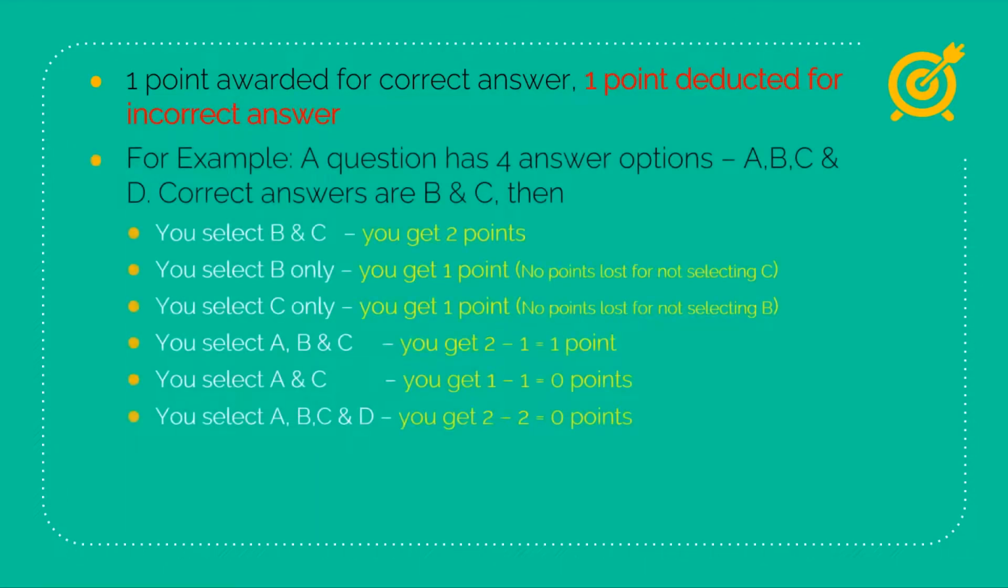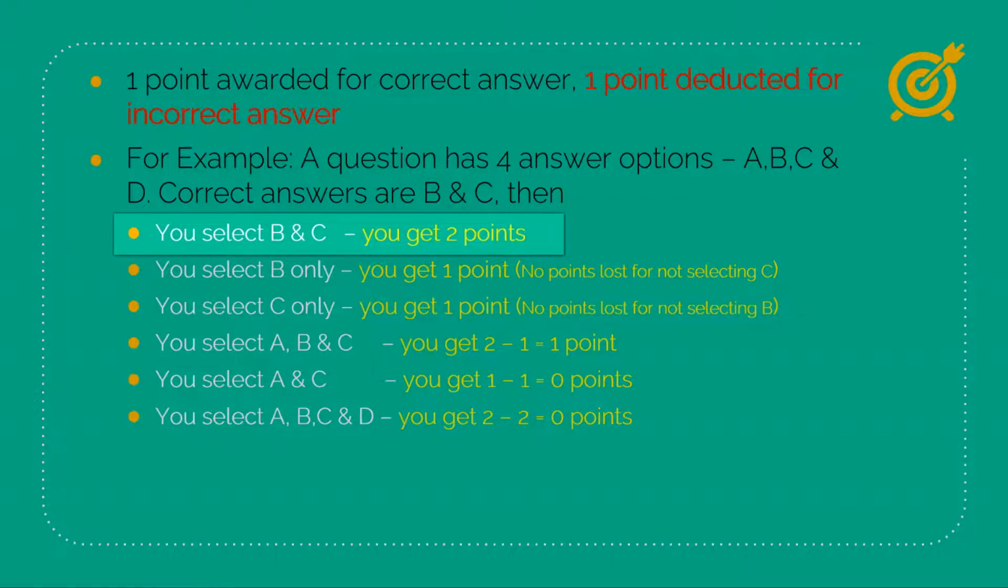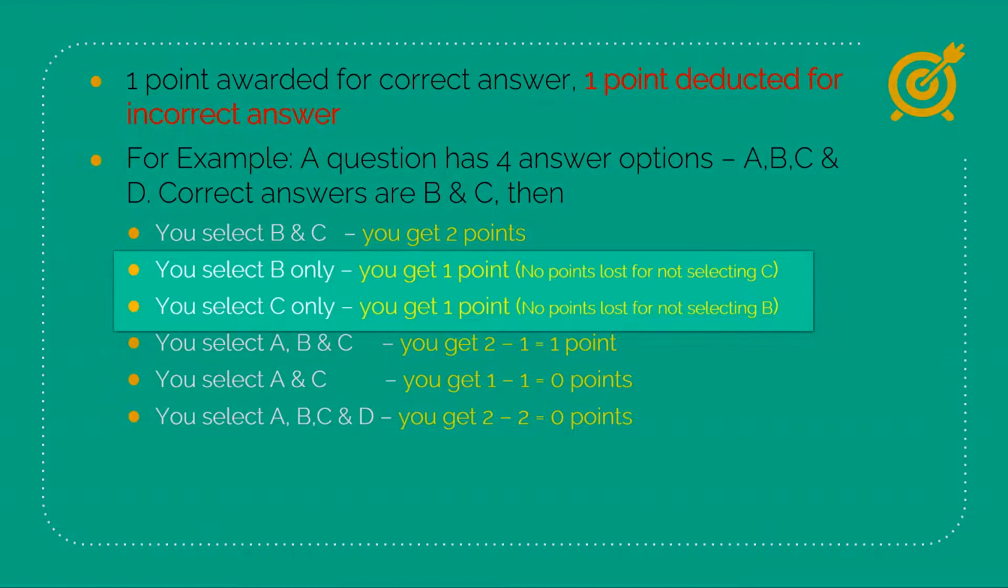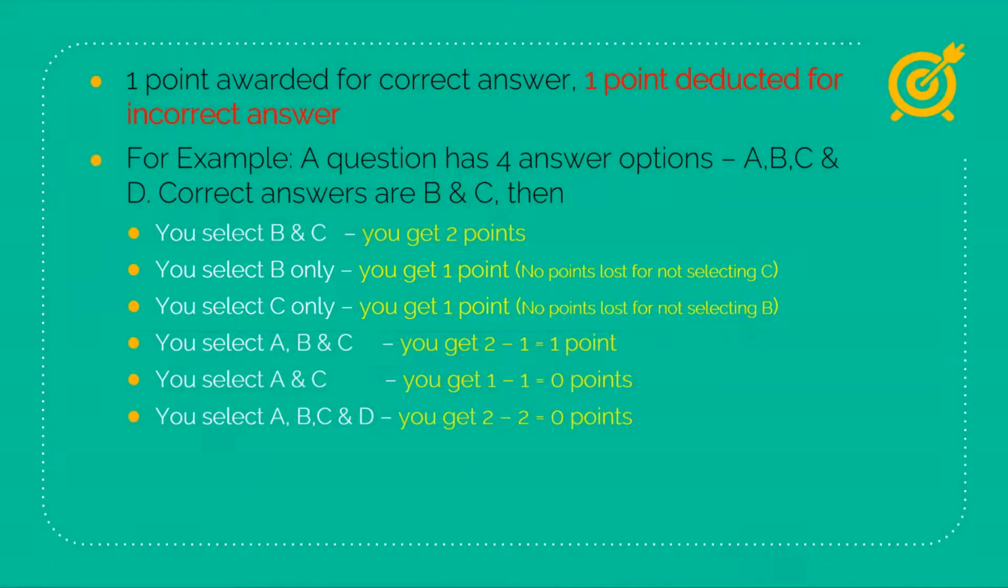So let's take this example where you have 4 options A, B, C and D, and the correct answers are B and C. Look at the cases displayed here. If you select B and C, you receive 2 points. If you select one answer, either B or C, you receive 1 point and you don't lose any other points.